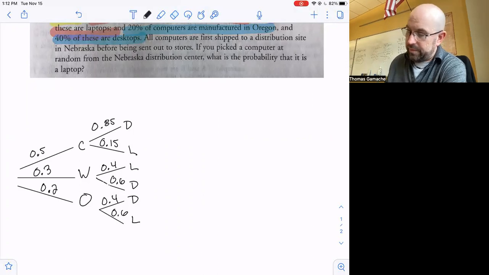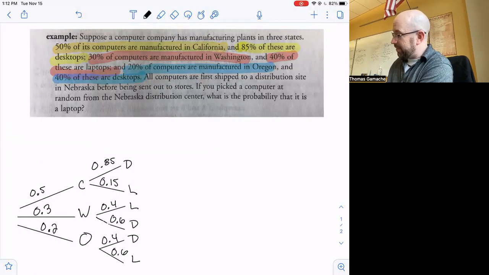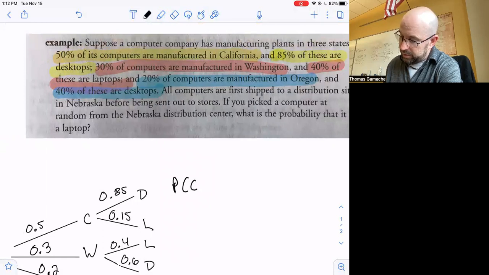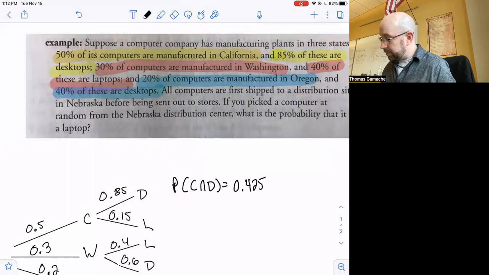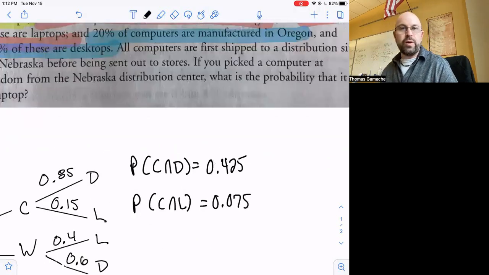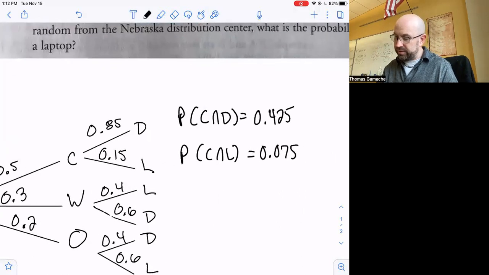So let's do this out. 0.5 times 0.85. I'm going to do this on a separate calculator here, just to save me some screen sharing. 0.425. So the probability of getting a computer from California that is a desktop is 0.425. The probability of getting a laptop from California is 0.075. Just to check, I can add these up, 0.425 plus 0.075, and I get 50%, which matches the 50% from California. So I'm doing something right here.